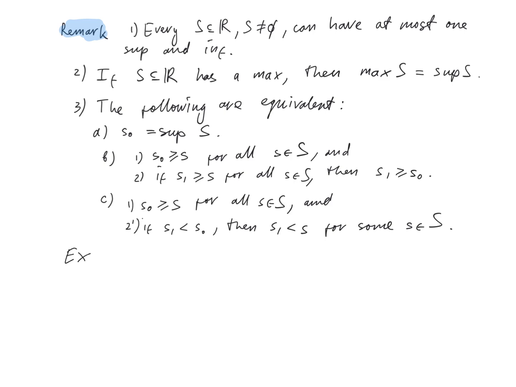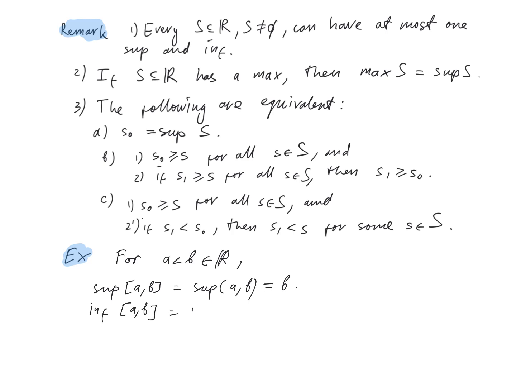Example. Given a pair of real numbers, a less than b, we have that the supremum of the closed interval ab is equal to the supremum of the open interval ab is equal to b, and similarly the infimum of the closed interval ab is equal to the infimum of the open interval ab is equal to a.